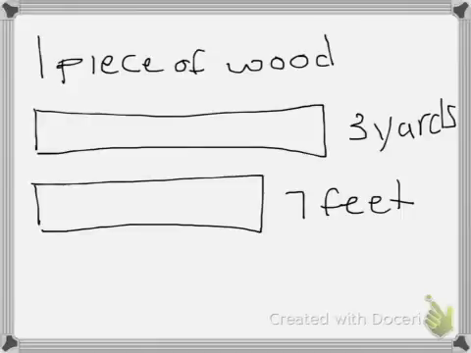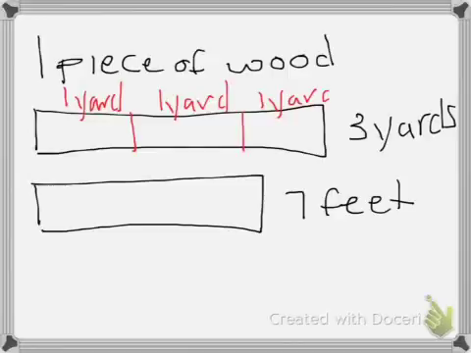I'm going to divide my piece of wood in yards into 3 pieces. One piece, 2 pieces, 3 pieces. So 1 yard, 1 yard, 1 yard. Or each of these is 3 feet. So look for the orange. So 3 feet, 3 feet, 3 feet.